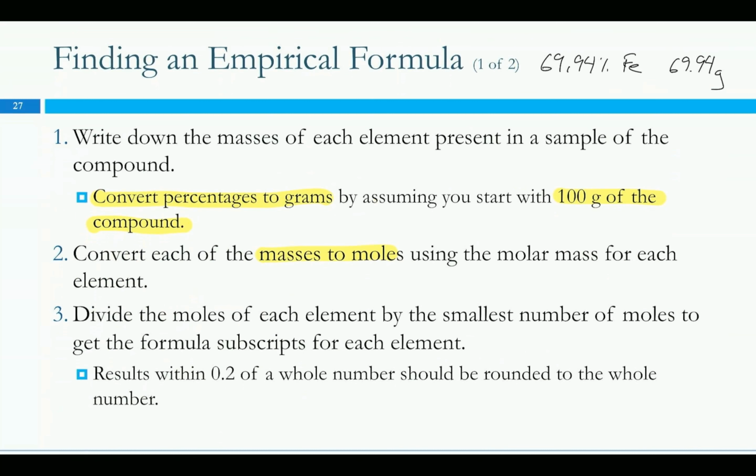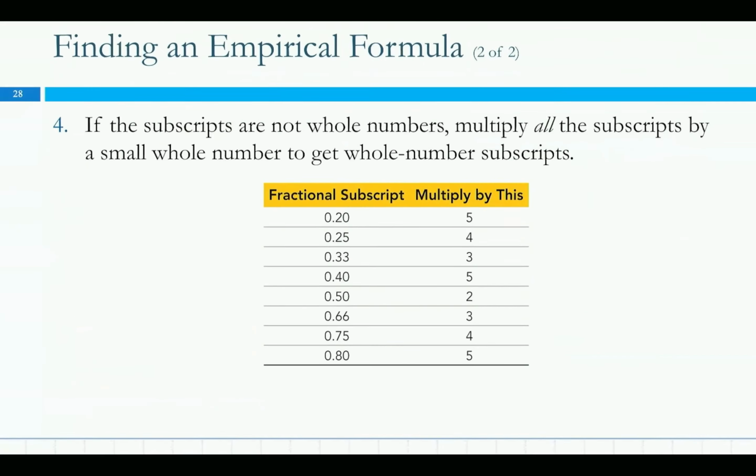And then we divide the moles of each element by the smallest number of moles. And that'll give us formula subscripts for each element. So sometimes you'll get fractions. Within this class at least, if you're within 0.2 of a whole number, then you can round it to the whole number. If it's anything farther away than that, you're going to have to work out some fractions. But I'm sure we'll have an example of that.